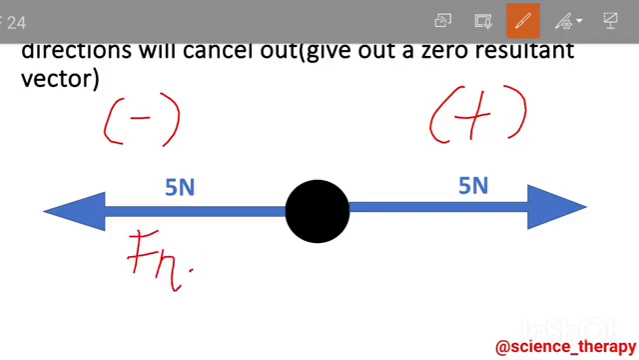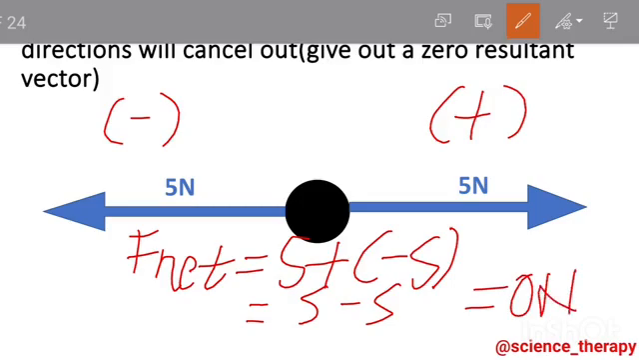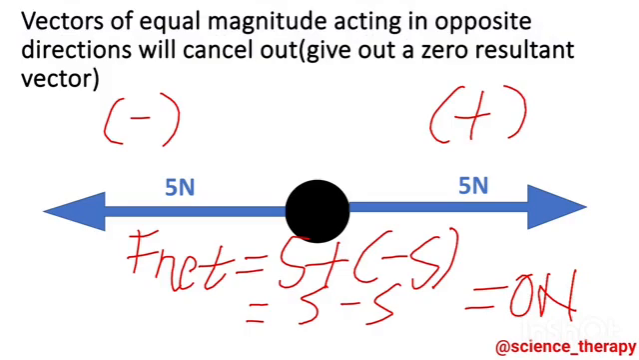So we say F net is equals to 5 plus negative 5. So what is your 5 plus negative 5? This is how they will cancel out. Now you have 5 minus 5. Then that gives us 0 newtons. So there is no need to indicate the direction here. This is 0. It's not going anywhere. It's not going to the left or right. They have cancelled out.